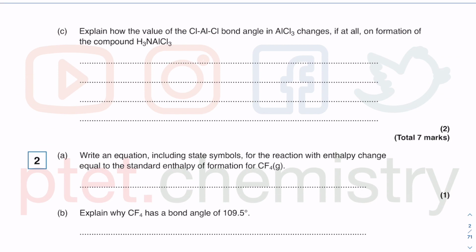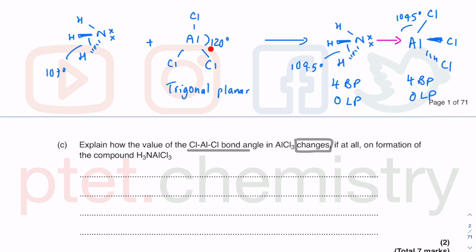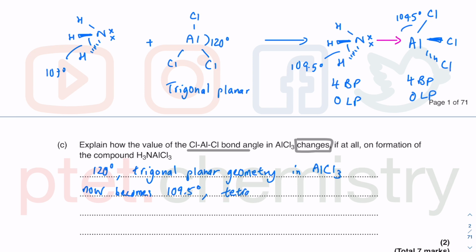In part C, explain how the value of the Cl-Al-Cl bond angle changes, if at all, in forming that compound. We already explained the 120 degrees earlier. So 120 degree trigonal planar geometry in the original AlCl3 now becomes 109.5 degrees, because this is now tetrahedral aluminium in the resulting compound.